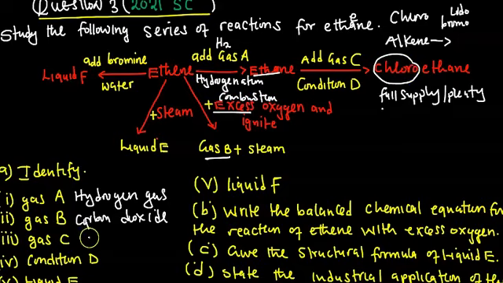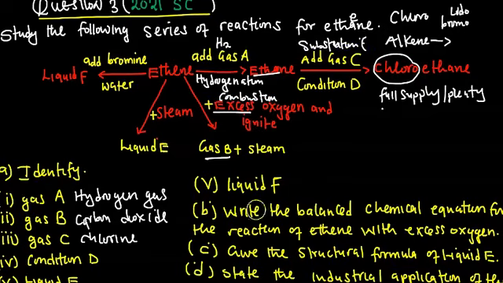Chlorine. So gas C is chlorine. Now what is the process by which this one is formed? This is called halogenation, not hydrogenation, halogenation, the addition of halogen to ethane. And of course, it's a substitution reaction, which is called halogenation in this case.